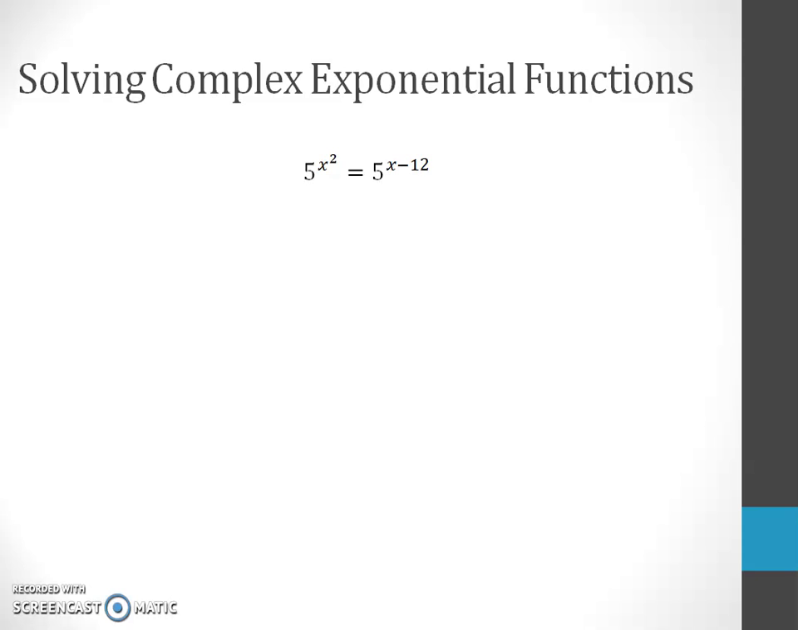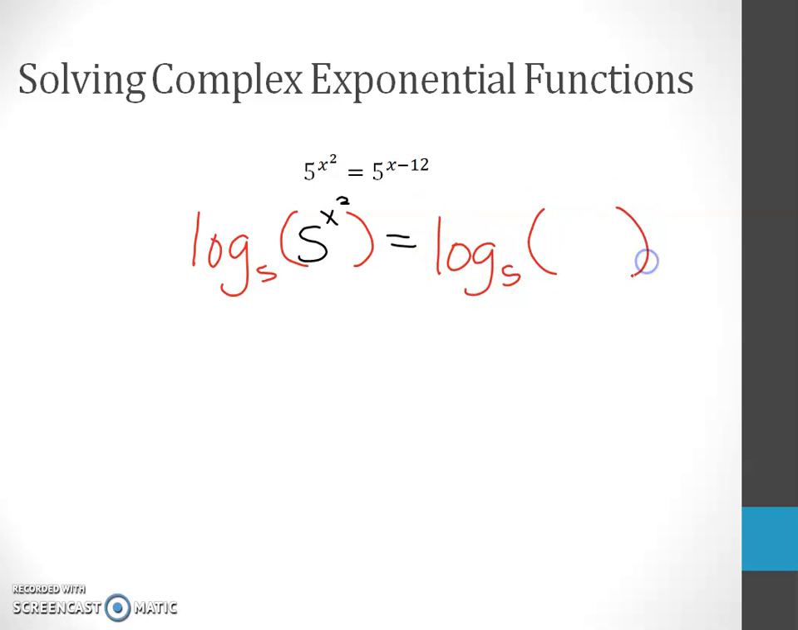Remember, if they both have the same base, we're going to hit it with a log with that base. So that's going to be a log base 5 of x squared equals log base 5 of 5 to the x minus 12. These cancel. I'm left with an x squared. These cancel. I'm left with an x minus 12.